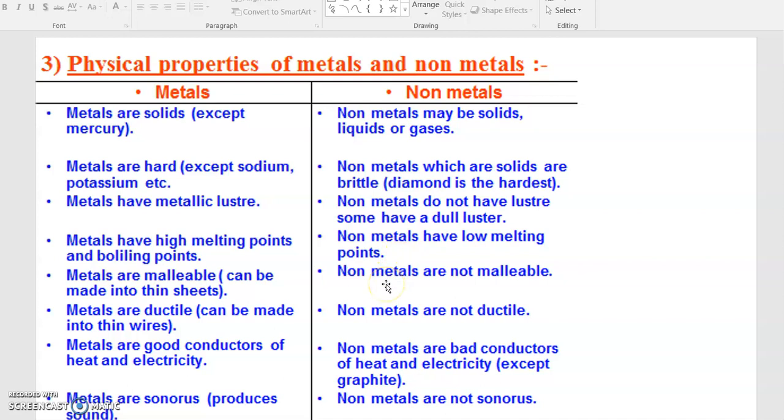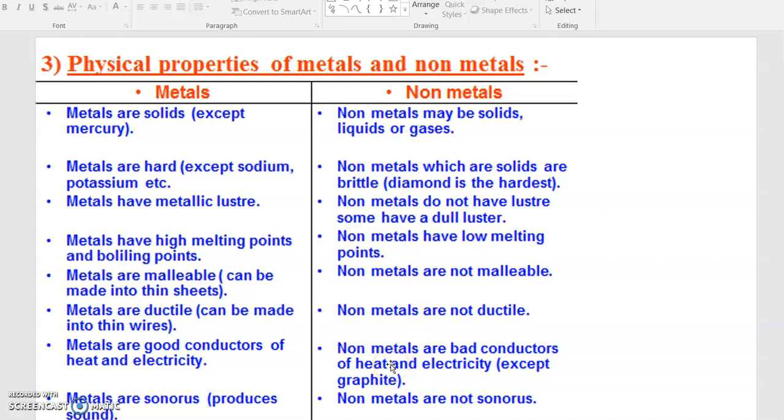Okay? And then non-metals are not malleable. Remember, malleable means they cannot be hammered into sheets. Metals, on the other hand, can be hammered into sheets. And then non-metals are not ductile, meaning that they cannot be drawn into wire. You cannot make wire out of clay. You can't draw it into wire.